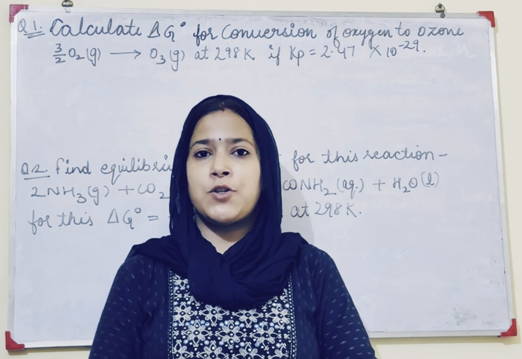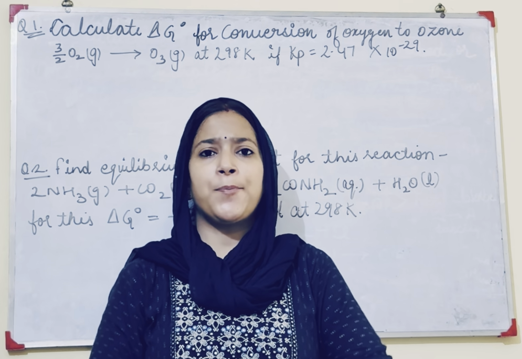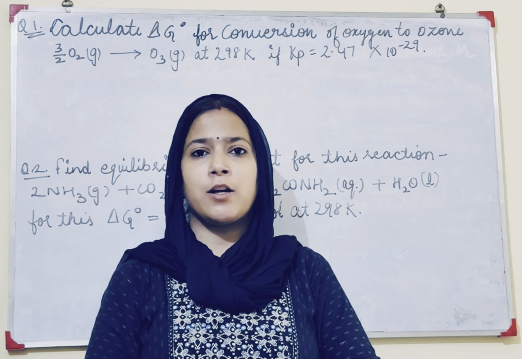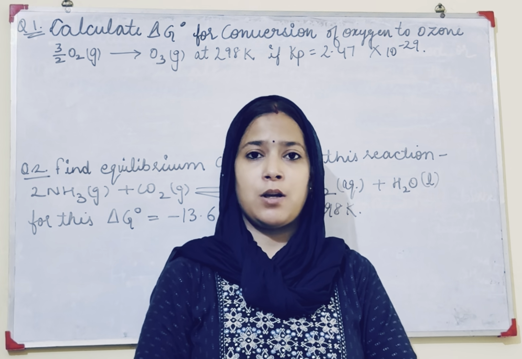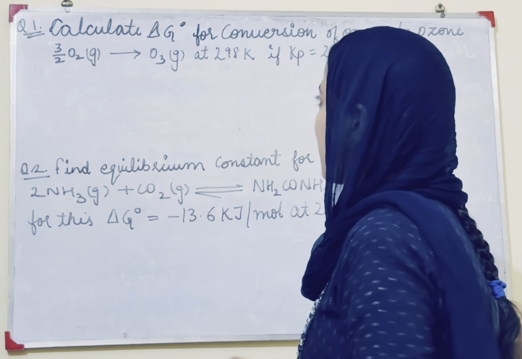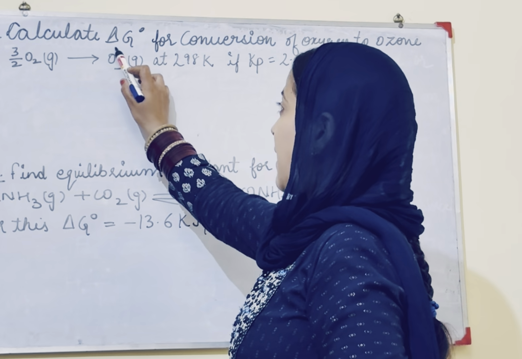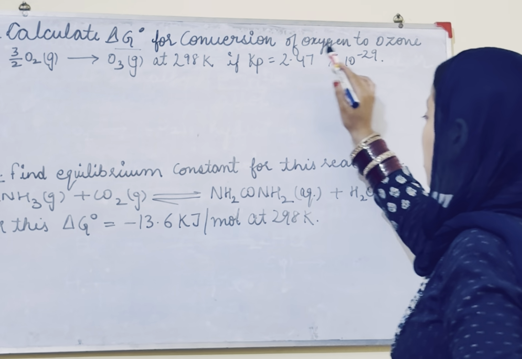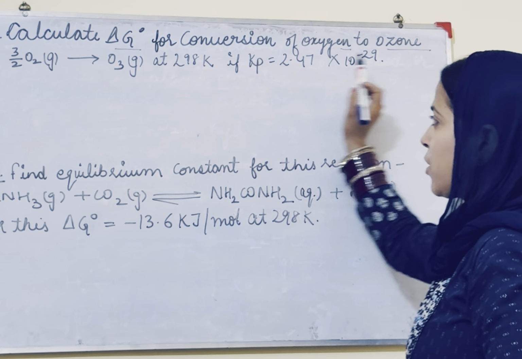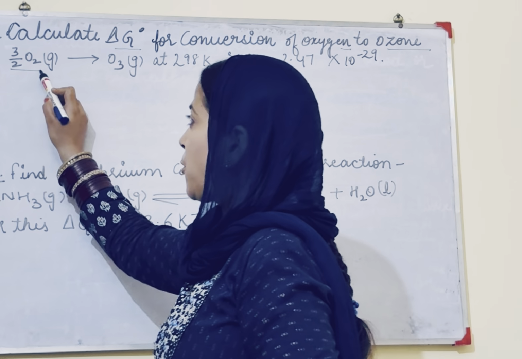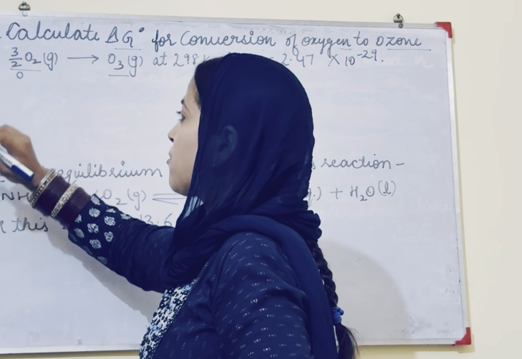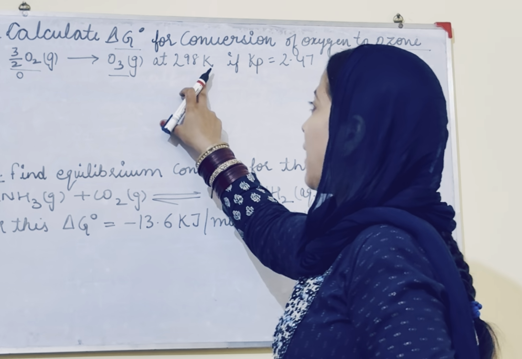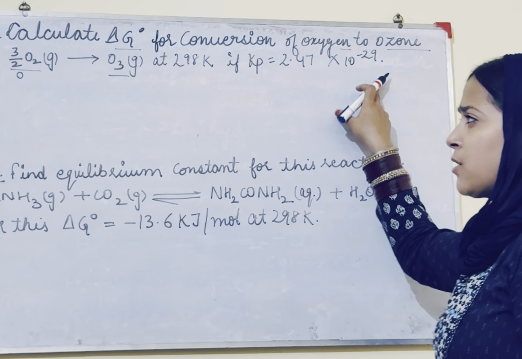In this video, we will discuss certain numerical problems related to Gibbs free energy, equilibrium constant as well as thermochemistry. Let's begin with the first numerical. Calculate standard Gibbs free energy for the conversion of oxygen to ozone. The reaction is 3/2 O2 to O3, that means 3 atoms of oxygen, at 298 Kelvin and Kp is given this.